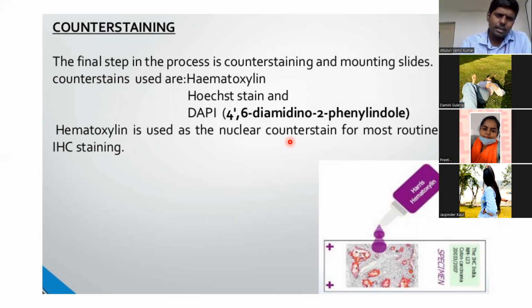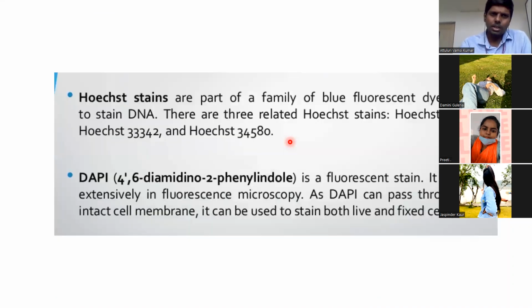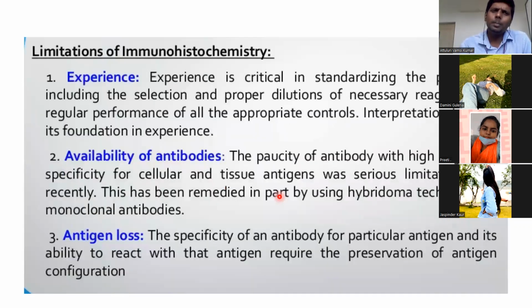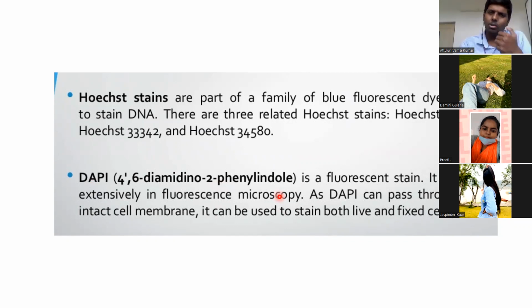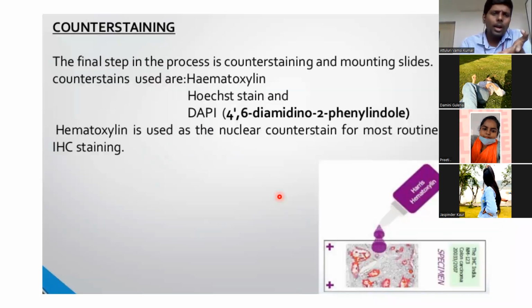Not only hematoxylin and eosin, there are many counter stains we can opt for in order to visualize the tissues. Like we have Hoechst stains, we have DAPI stains, diamino 2-phenylindole. So we have many types of counter stains, but usually we will employ H and E staining only. H and E staining is the most commonly used counter stain in immunohistochemistry. So this is all about immunohistochemistry. Then let us see some limitations of immunohistochemistry and troubleshooting in immunohistochemistry. By this, we can finish this topic.